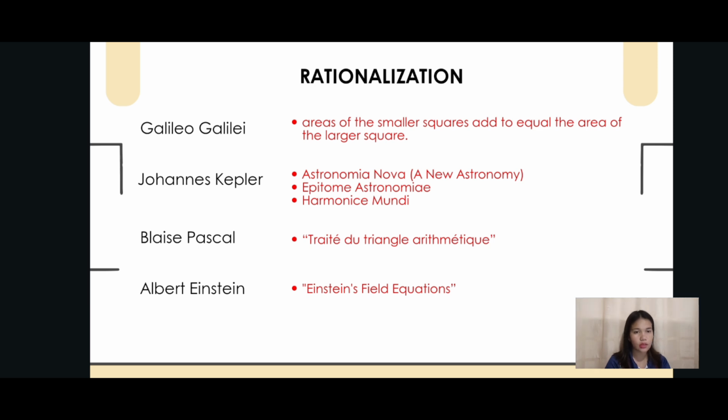Pascal's Triangle is a triangular arrangement of numbers where each number is the sum of the two numbers directly above it. So Pascal's book described the triangle as a convenient way to represent binomial coefficients. Albert Einstein, on the other hand, made his greatest contribution to mathematics with Einstein's field equations, which show how stress-energy influences movement in space and time. These equations are part of the study of calculus and geometry.